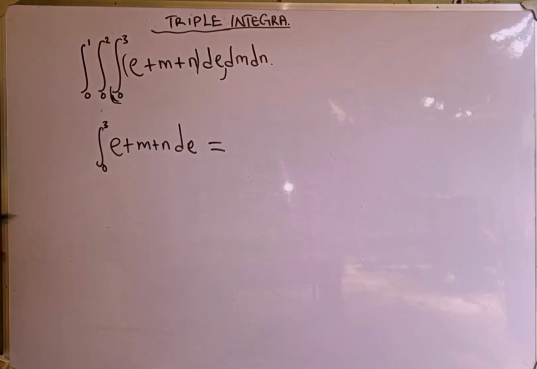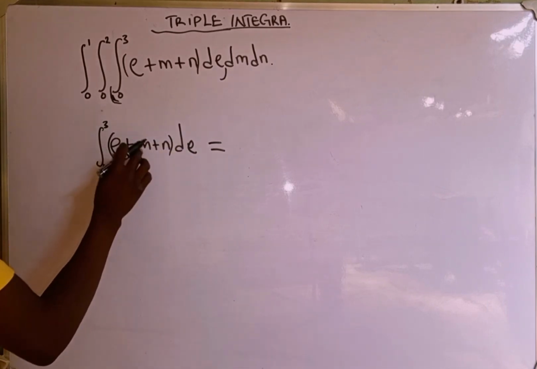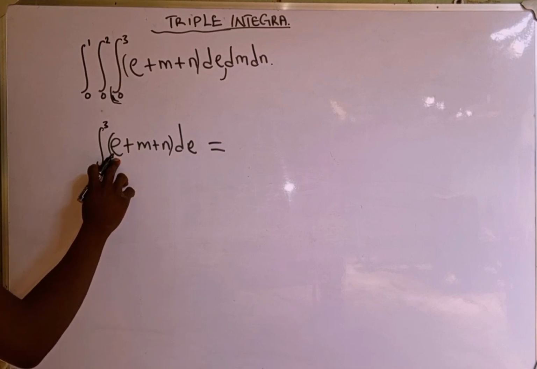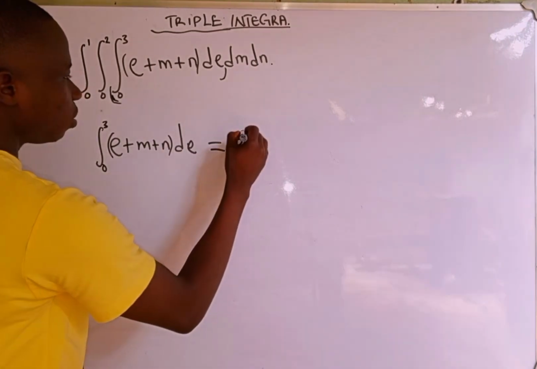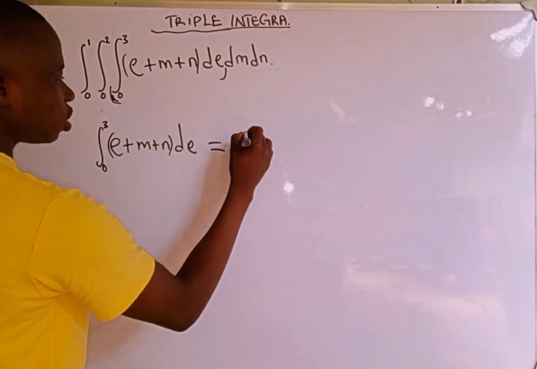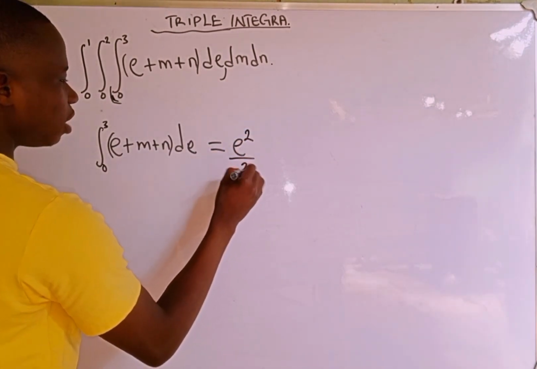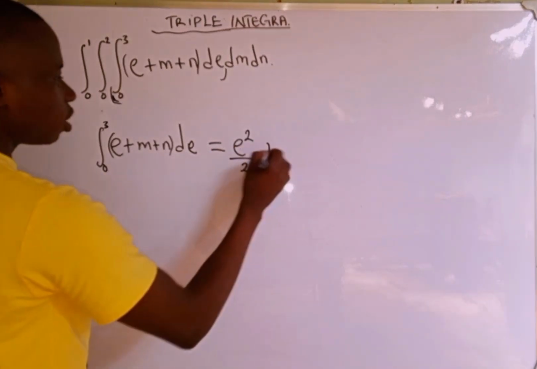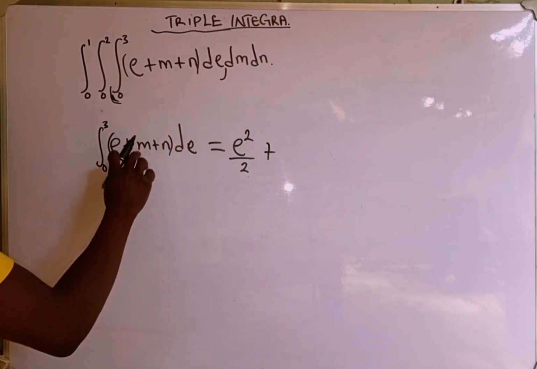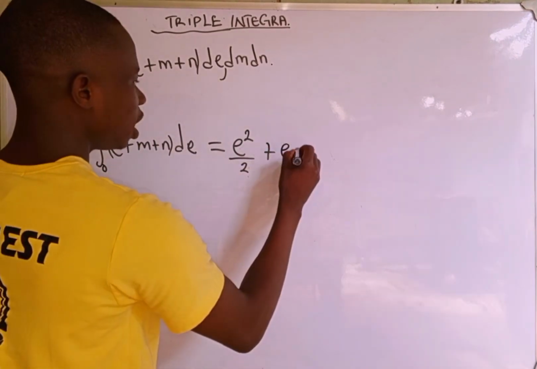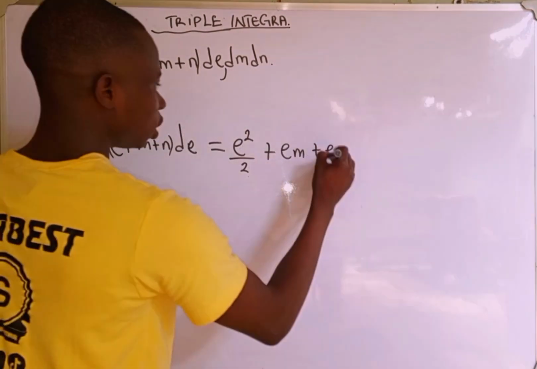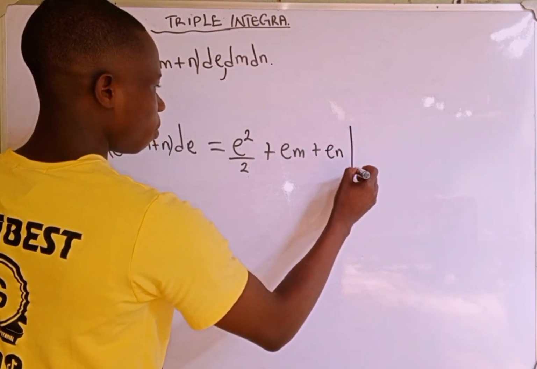So remember, since we are integrating with respect to e, we are going to keep the remaining variables constant. So if you integrate e with respect to e, we are going to have what? e, remember, e is raised to the power of 1. We add 1 to the power of e, which is going to be 2, then divided by the power, which is 2. Then plus, if you integrate m with respect to e, it is the same as using this e to multiply by m. It's going to give us em. Then plus, integrating n with respect to e is going to give us en. And the bounds are 0 to 3.